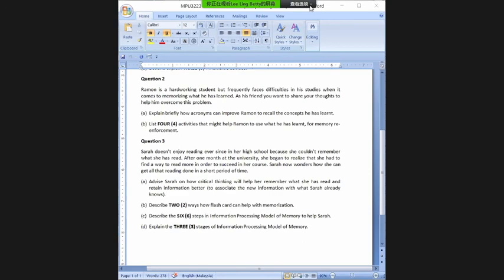Okay, question number 3. A. Advise Sarah. Okay, how critical thinking will help you to remember what she has read and retain the information better. So means you need to advise, give the suggestion, right? First one is you need to give suggestion to Sarah. Okay, think about how the information is similar to another information.